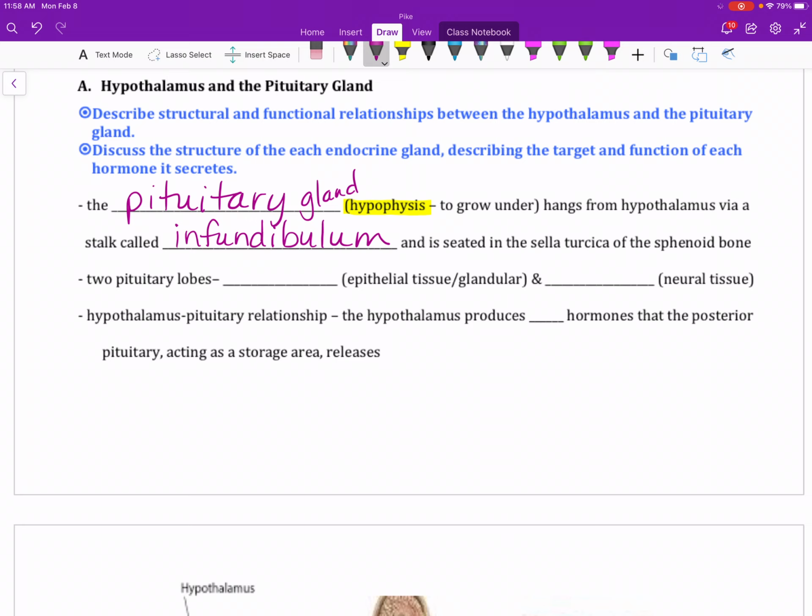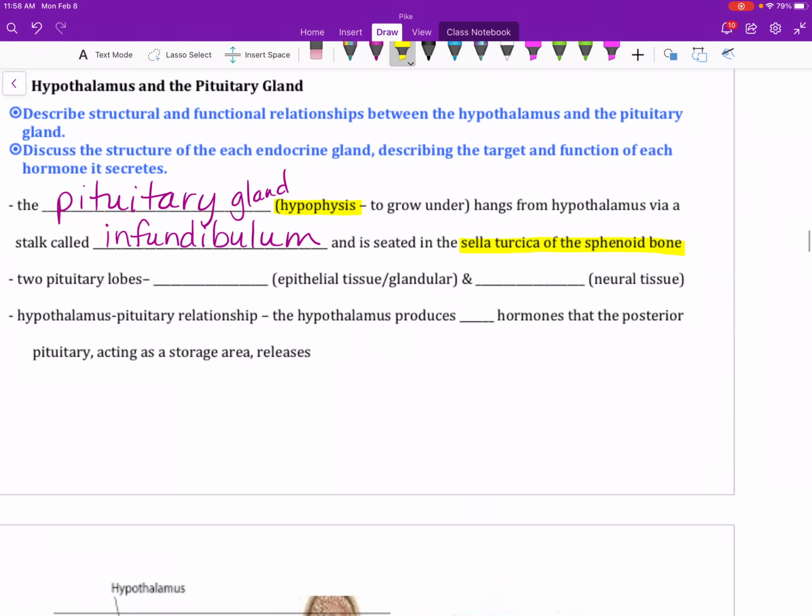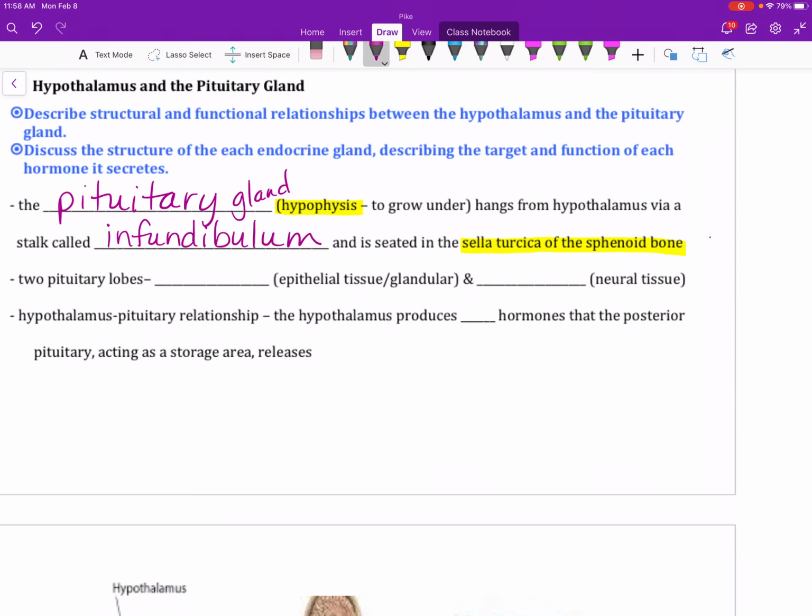And the pituitary gland is actually seated in the sella turcica of the sphenoid bone. If you remember when we did the skeletal system, there is a depression in the sphenoid bone called the sella turcica, and the actual saddle that it creates was called the Turk saddle. That's what sella turcica means, a Turk's saddle. So the pituitary gland is about the size of a pea.